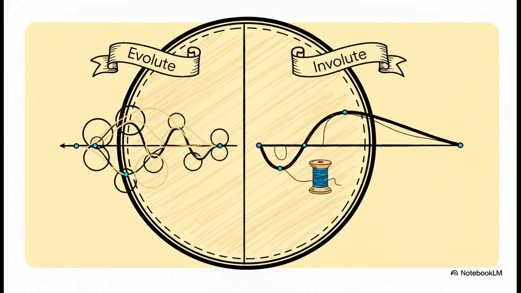So let's just put these two side by side to make it crystal clear. The evolute is the path made by all the centers of curvature. The involute is the path made by a string unwrapping from that evolute. They're basically two sides of the exact same geometric coin.